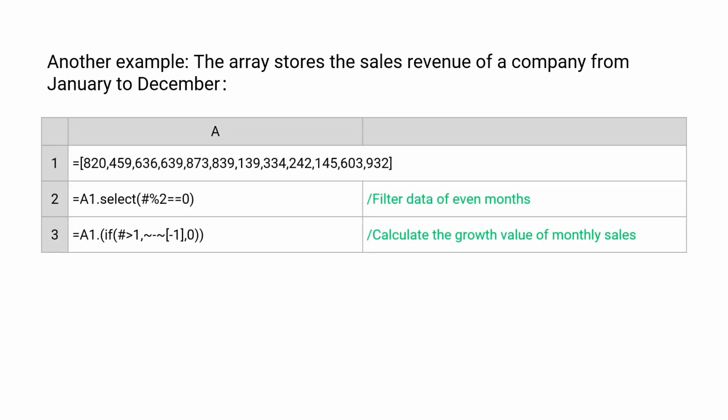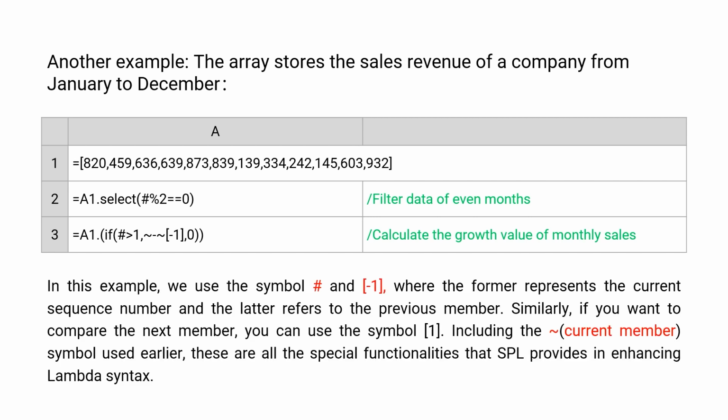Let's take another example. The array stores the sales revenue of a company from January to December. We can perform the following calculations. A2 filters data of even months, while A3 calculates the growth value of monthly sales. In this example, the pound sign # and [-1] in brackets are used. The former represents the current sequence number, while the latter refers to the previous member.